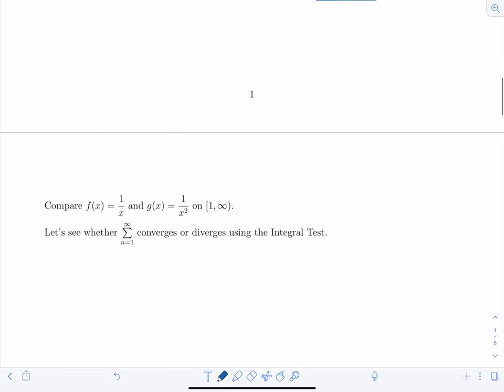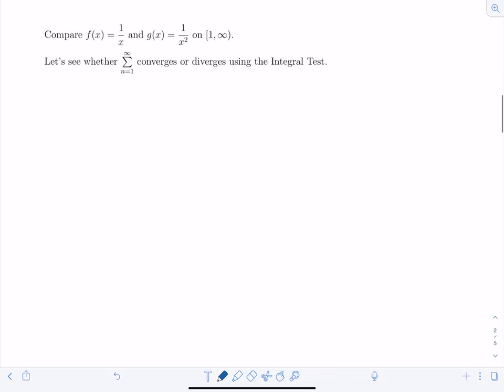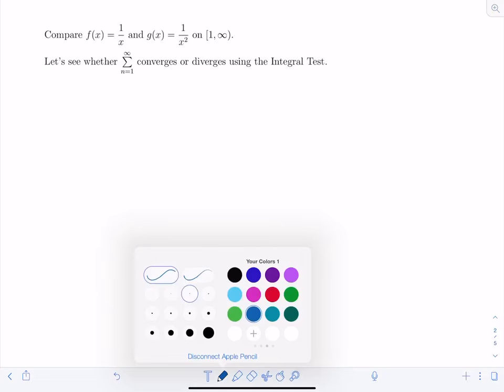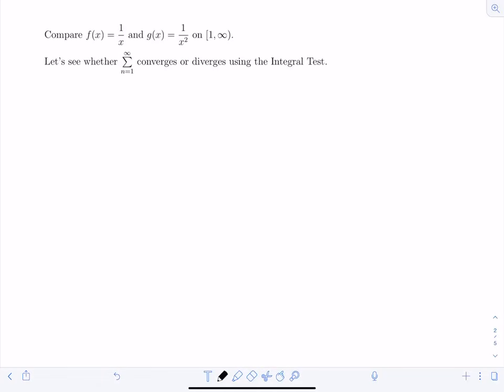Okay, now let's investigate another series very similar. So we're going to compare f of x equals 1 over x and g of x equals 1 over x squared on the interval from 1 to infinity, and then we're going to see whether the infinite sum converges or diverges for g of x. So to begin our investigation or comparison, let's graph both of these just on 1 to infinity.